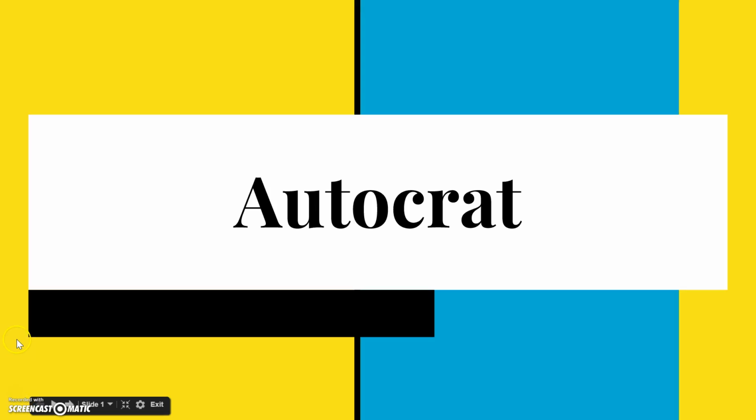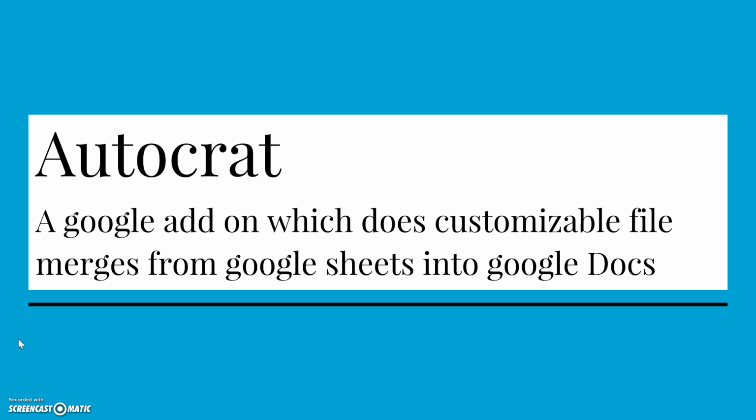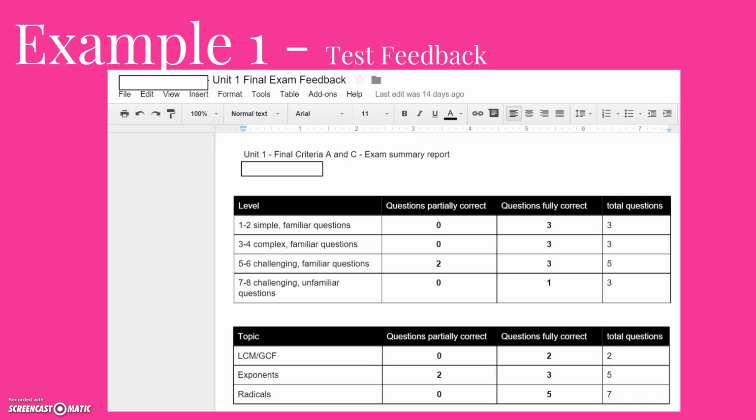Okay, so this is a quick tutorial about Autocrat and what you can do to use it in your classroom. Basically, Autocrat is a Google add-on which does customizable file merges from Google Sheets into Google Docs. And in order to explain that a little better, here's some examples.